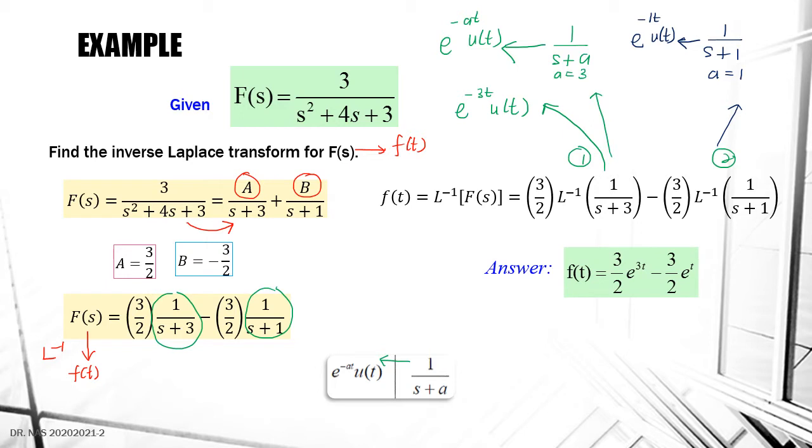Okay, so your answer, you should have 3 over 2 e to the minus 3t, supposed to be negative, and 3 over 2 minus e to the minus t. So this should be your answer.